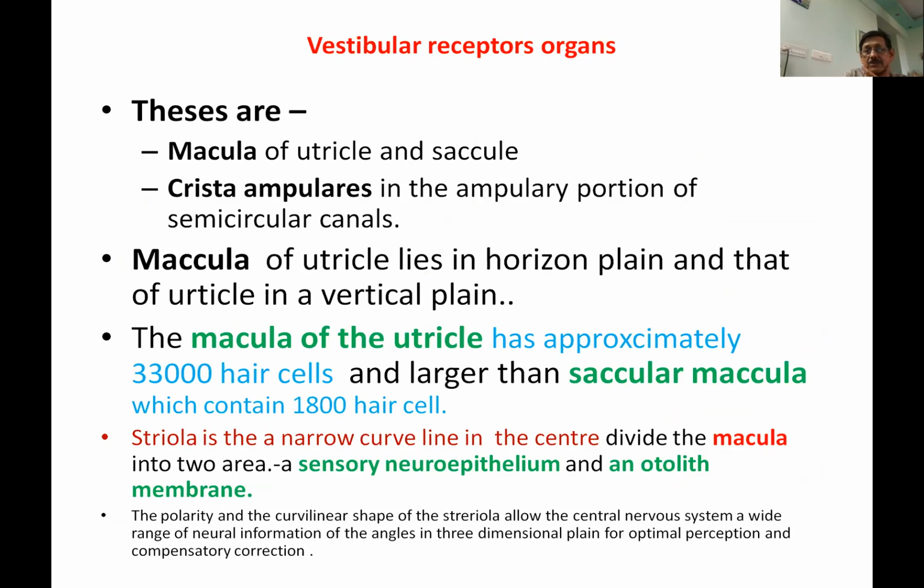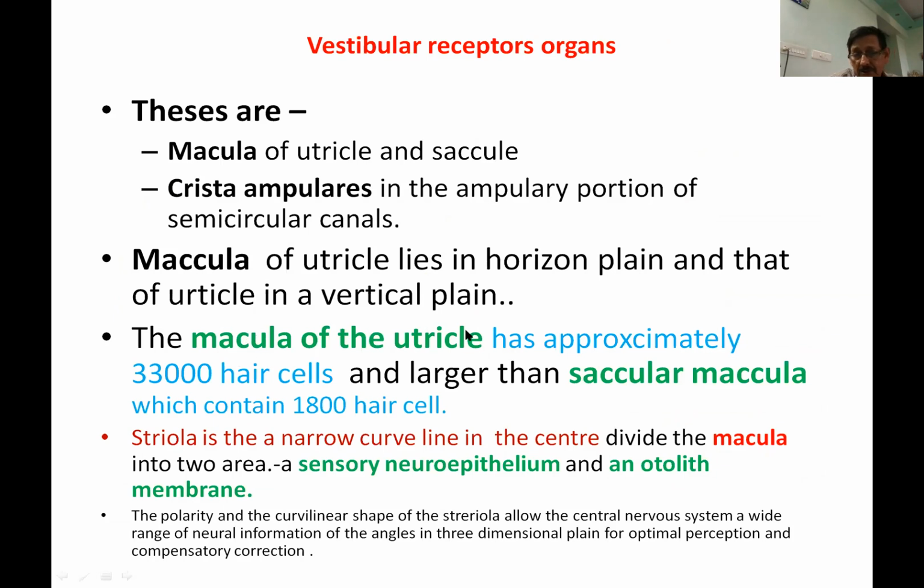The vestibular end organs, that means the end organs of balance. These are the macula of the utricle and saccule and the crista of the ampullary portion. These are the vestibular end organs. The macula in the utricle lies in a horizontal plane, whereas that of the saccule lies in the vertical plane.